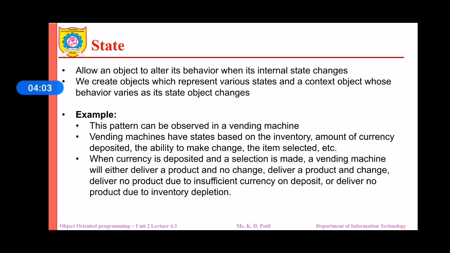a product and there will be no change, or it will deliver a product and there will be a change in the state, or it will deliver no product due to insufficient currency on deposit, or deliver no product due to inventory depletion. So the state of one object is dependent on the internal state of other objects, and the state of an object alters its behavior when the internal state changes.